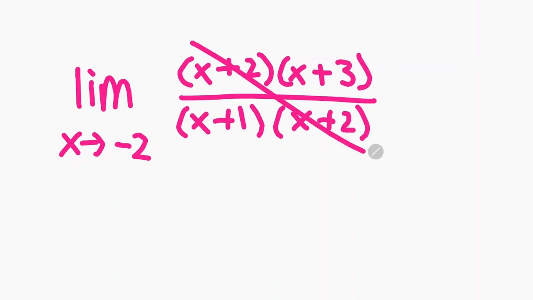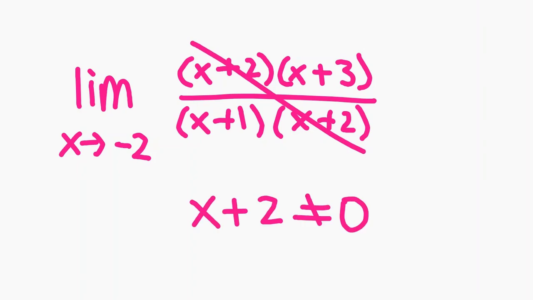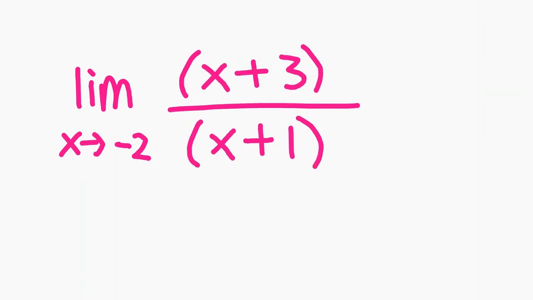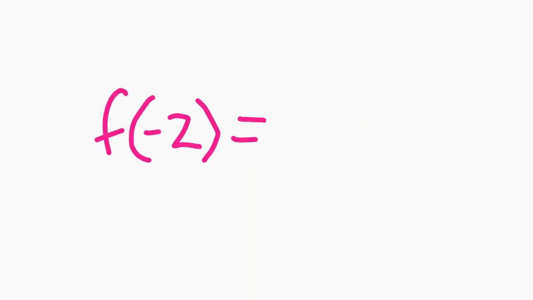We can cross out x plus 2. We can only do this because we are trying to find the limit as x approaches negative 2, so x plus 2 isn't 0. Now we have x plus 3 over x plus 1, in which we can plug in negative 2 and get that the limit is negative 1. Notice that if we had plugged in x equals negative 2 into the original expression, we would have gotten undefined.